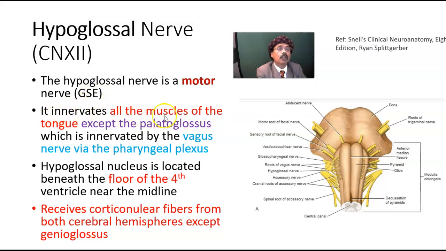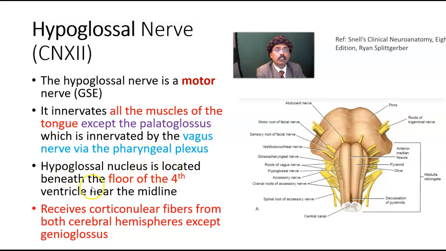It innervates all the muscles of the tongue. All the muscles of the tongue means the extrinsic muscles and intrinsic muscles. Extrinsic muscles are the genioglossus, hyoglossus, chondroglossus, styloglossus, palatoglossus. Intrinsic muscles are the superior longitudinal muscle, inferior longitudinal muscle, transverse muscle, vertical muscle. All the muscles are innervated by the hypoglossal nerve except the palatoglossus, which is innervated by the vagus nerve via the pharyngeal plexus.